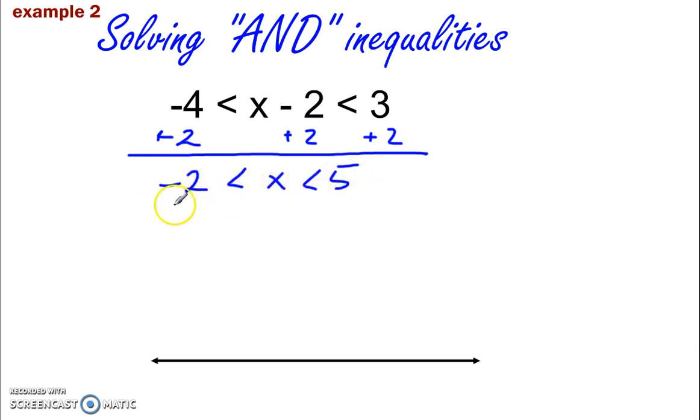My signs are pointing to the left, so I can put -2 here, 0 somewhere there, and 5 is approximately there. These are both open circles because that number is not included. That line goes in between the two. There we go.